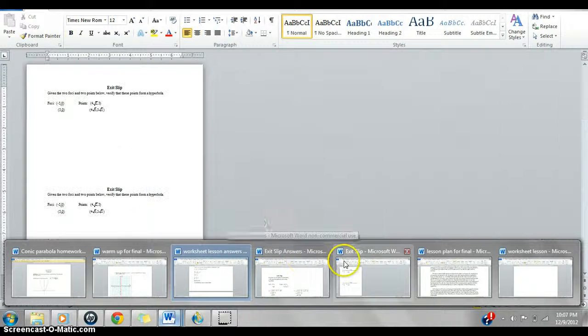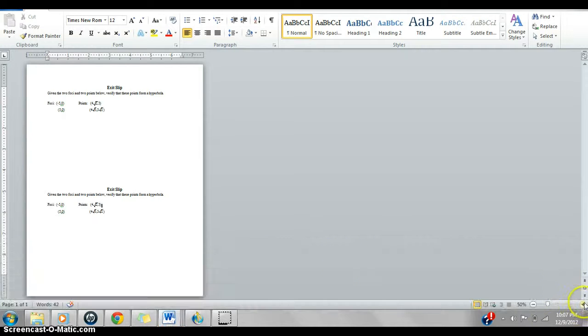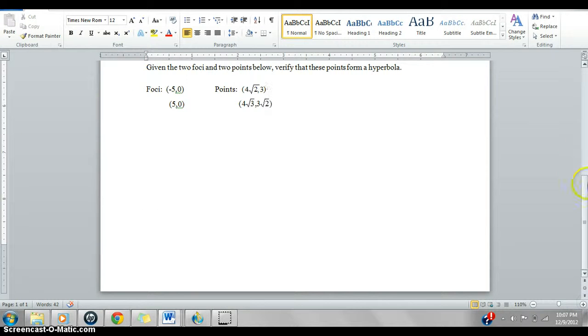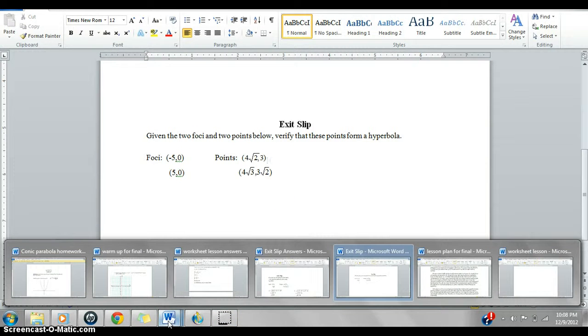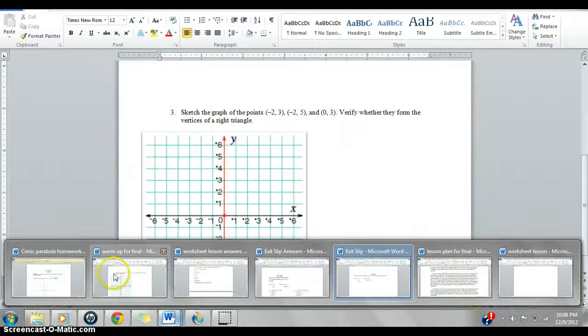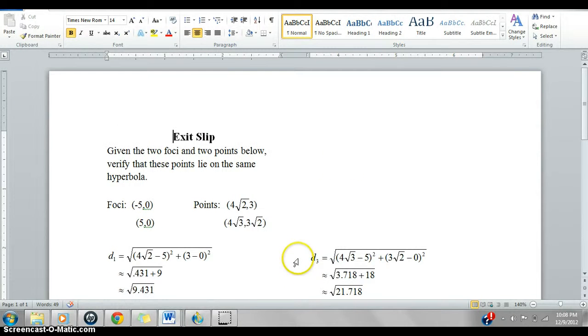We also had exit slips for these students to work through. The exit slip was applying the definition. I gave them 2 foci and 2 points below. I wanted them to verify that these points form a hyperbola. So if I pull up the answer document, I can show you what I expected for their answers.